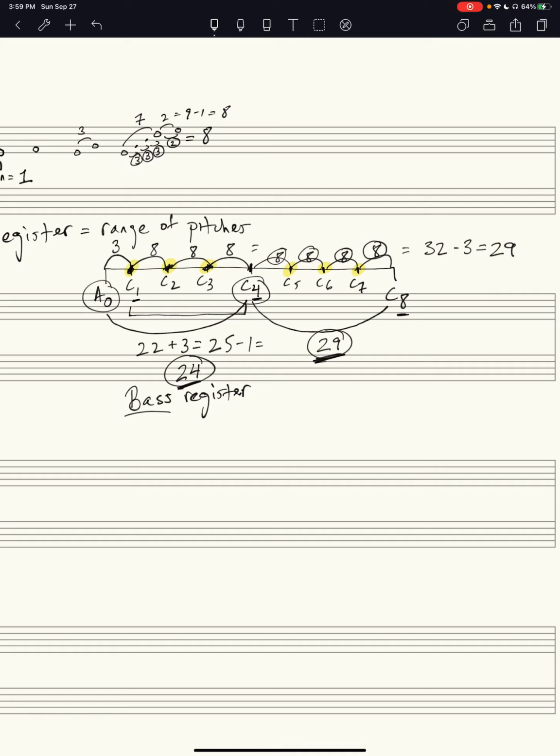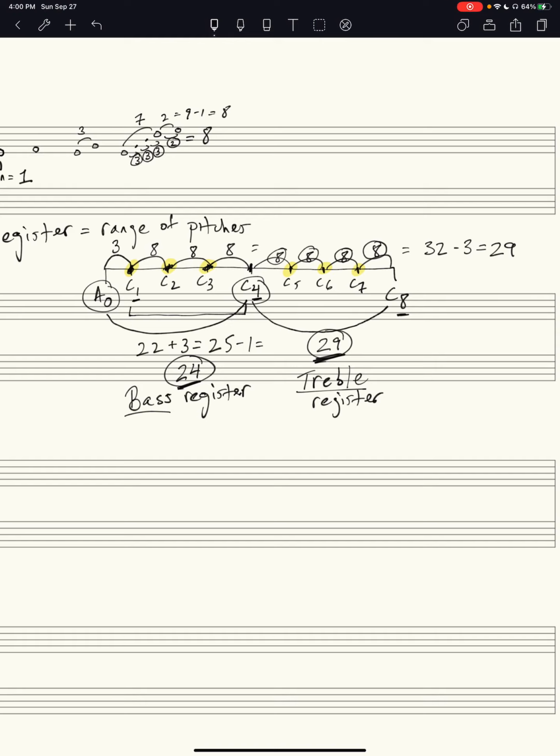So the bass part, the bass register, is to the left of C4. What's to the right of C4? And the answer there is the treble register. The treble register. All right. No fancy pronunciation here, just treble.